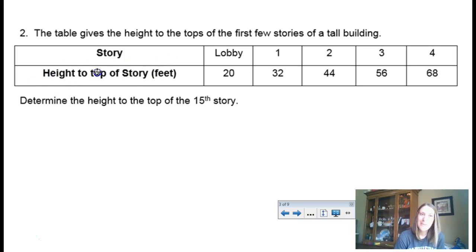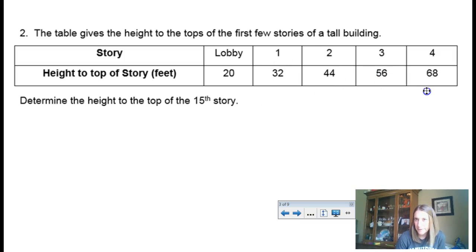if they want you to do the math for them. So this next problem, the table gives the height to the top of the first few stories of the building. So in the lobby, which we're going to call story 0, is 20 feet tall. And then if you go up to the first floor, the top of the ceiling there is 32 feet and so on. So this question says determine the height to the top of the 15th story.